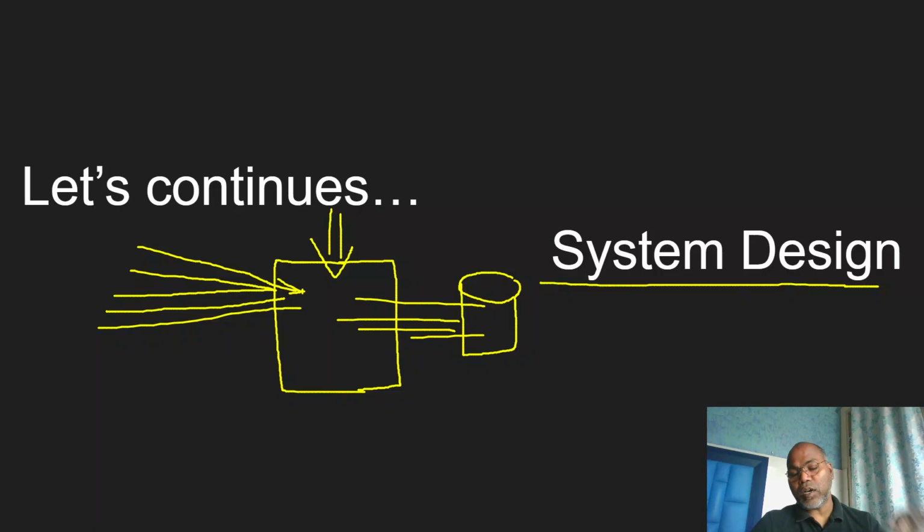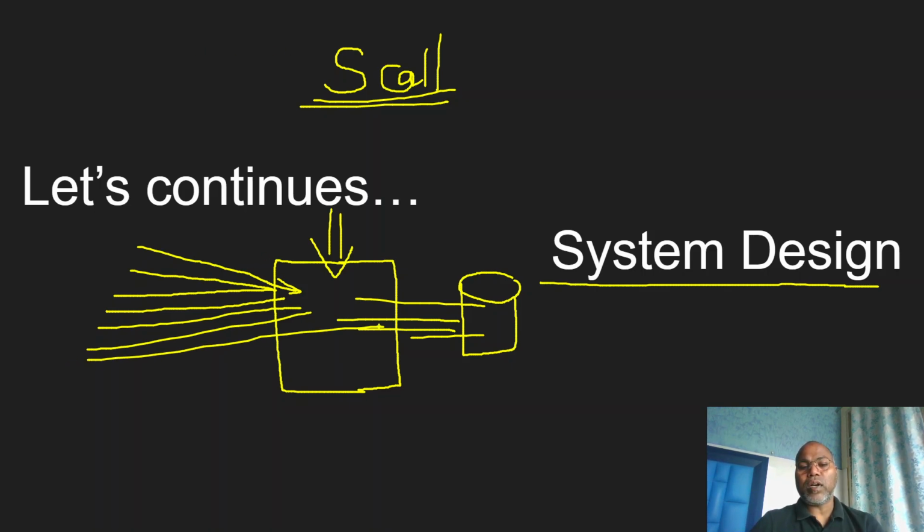In this scenario, one of the key capabilities of system design is that your system should be scalable. So we talk about scalability. Scalability means that if the number of requests or user load increases, our system still gives the response and the performance does not degrade. This capability is what we call scalable.